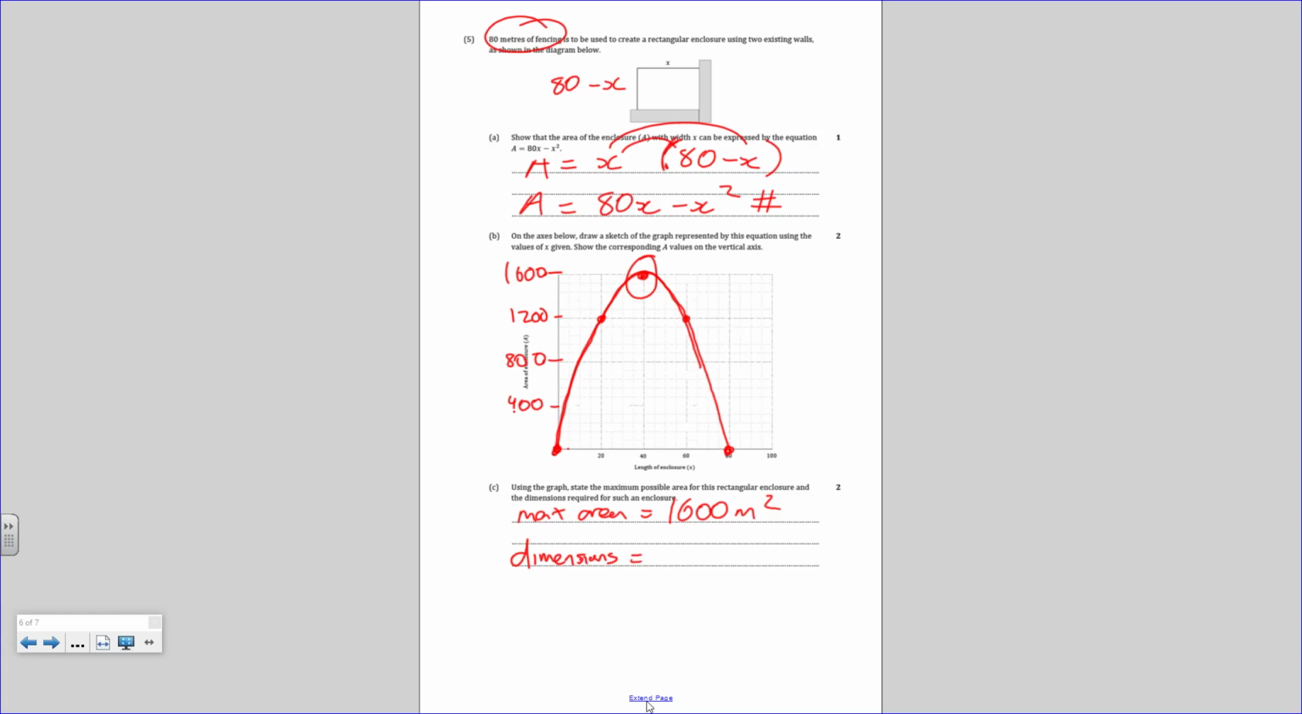well, at that point when y is 1,600, we see that x is 40, right? So we got that 40 meters. And if the length is 40 meters, so if we're told that that was 40 up here at the top, well then if we do 80 minus 40, well then that's also 40. Okay? So the dimensions are 40 meters by 40 meters. So when we're asking for dimensions, it's really just asking what's the length and the width. Okay?